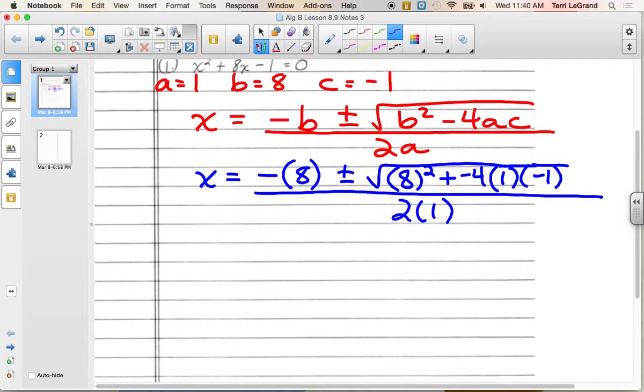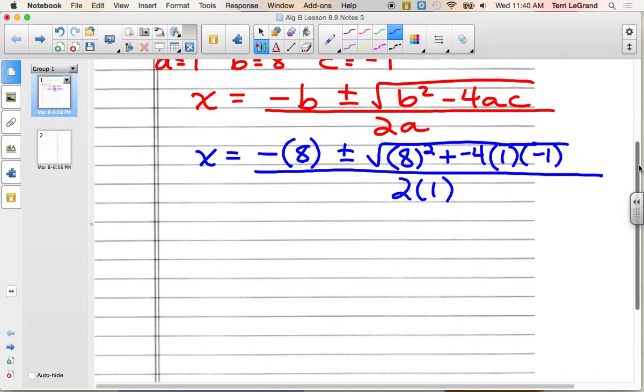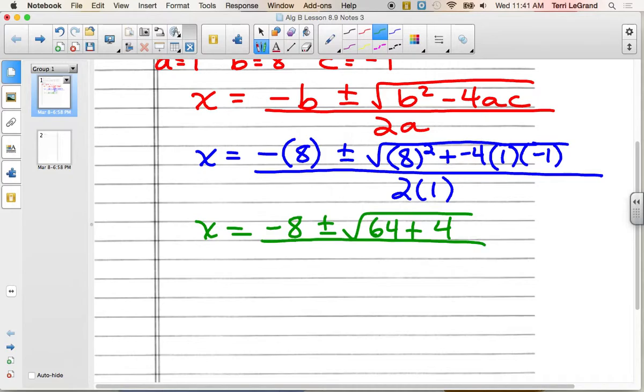So everywhere you see a set of parentheses should be a substitution. And we sometimes use the B value more than once. We use the A value more than once. And we only use the C value one time. Okay, now we start to simplify this. So we say X is equal to, what's the opposite of 8? Negative 8. What's 8 squared? 64. What's a -4 times a +1 times a -1? +4. So we're just getting rid of all our parentheses. And 2 times 1 downstairs is 2.